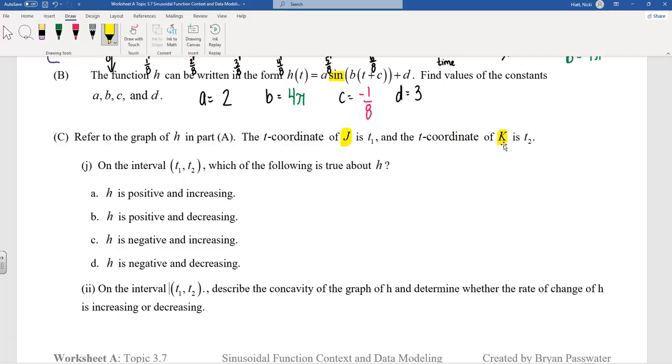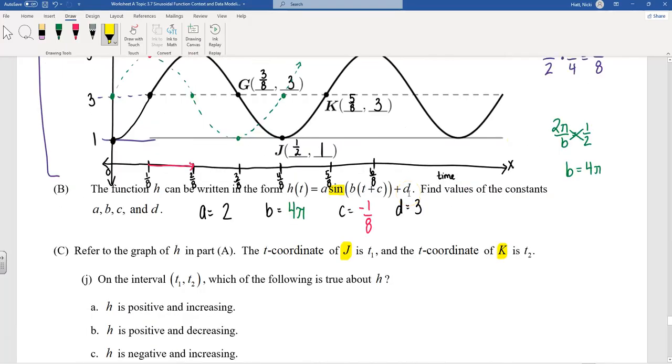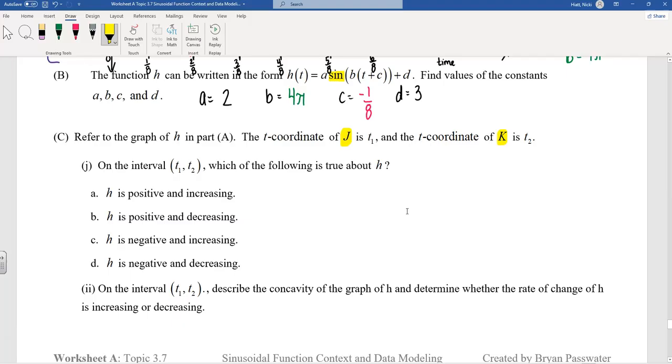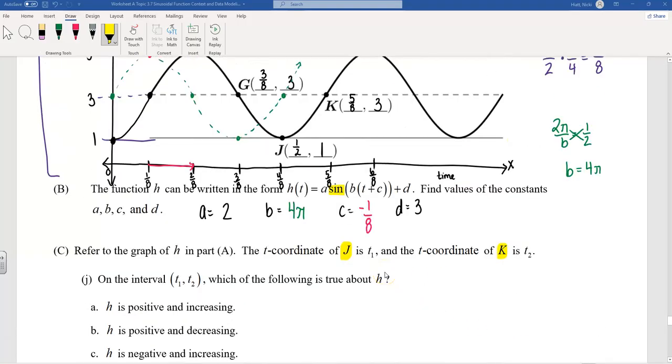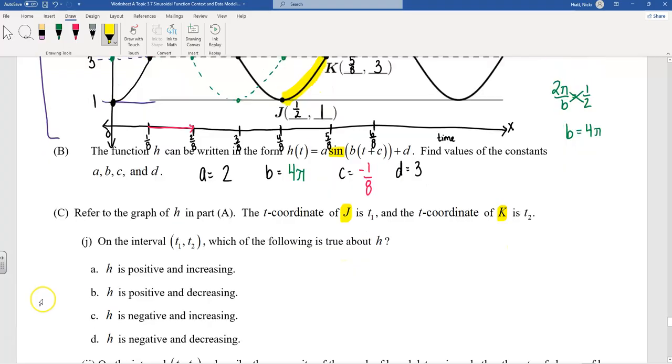Okay? So when they give us this, we have the t-coordinate of J and the t-coordinate of K. We need to go to the graph and look at that segment of the graph. That piece of the graph. So, if I go up here to J to K, we're talking about this piece of the graph. Then we are supposed to tell whether the graph is positive and increasing, positive and decreasing, negative and increasing, negative and decreasing.